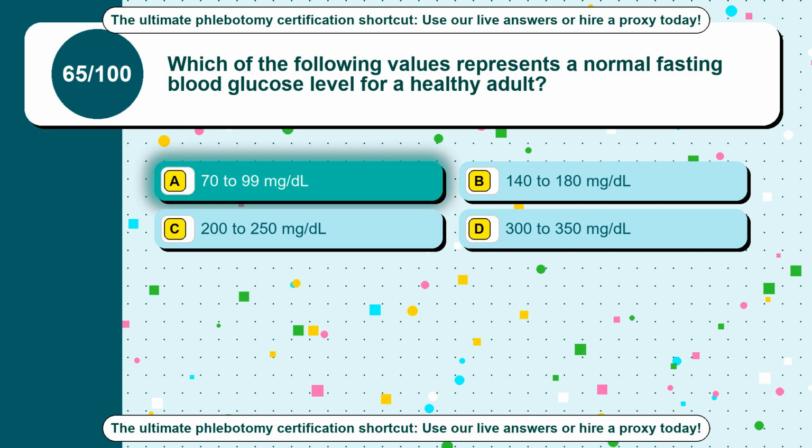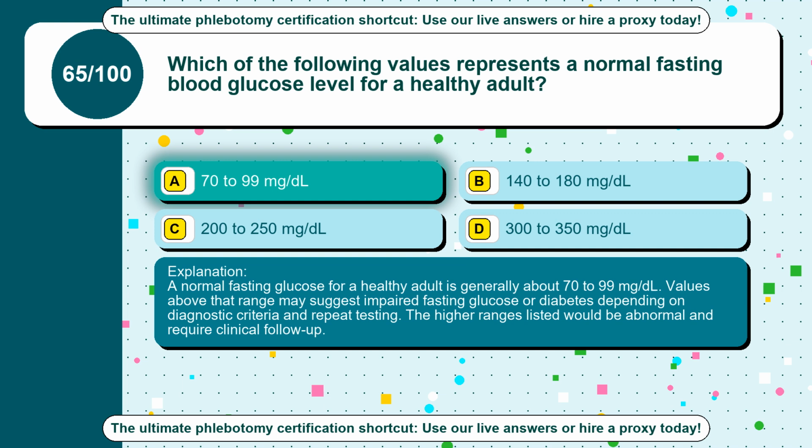The correct answer is option A. 70 to 99 mg/dL. A normal fasting glucose for a healthy adult is generally about 70 to 99 mg/dL. Values above that range may suggest impaired fasting glucose or diabetes, depending on diagnostic criteria and repeat testing. The higher ranges listed would be abnormal and require clinical follow-up.